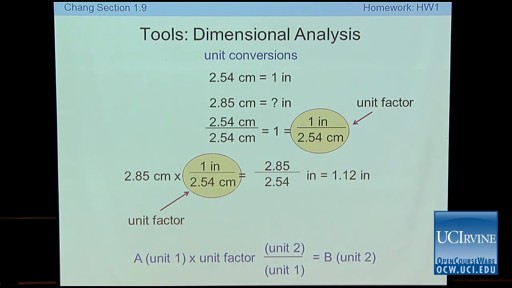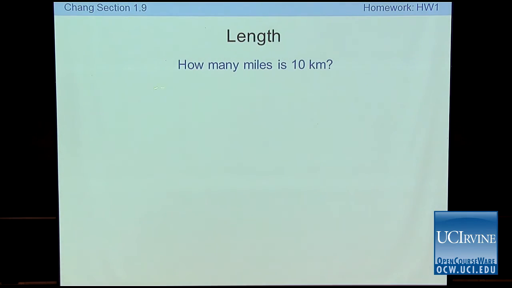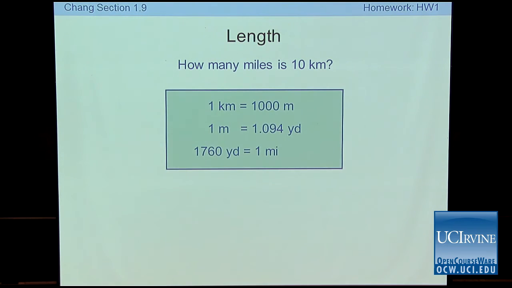So let me show you a couple of examples. How many miles is 1 kilometer? To do this calculation, you need to know the definitions between the units, the relations between the units. Here is a table that says 1 kilometer is 1,000 meters. We know that. 1 meter is 1.094 yards. And 1 mile equals 1760 yards. These are definitions.